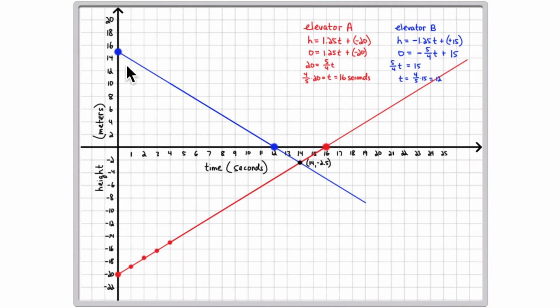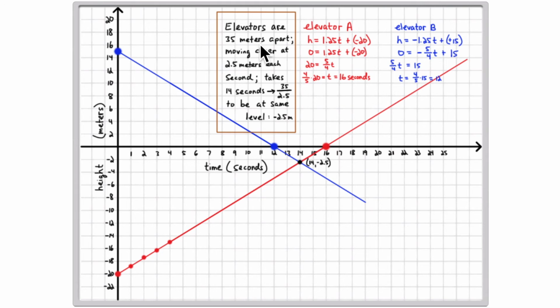So if you have 35 meters as the gap, how long does it take to close that gap at a rate of 2½ meters every second? Well, you divide by 2½. Elevators are 35 meters apart, moving closer at 2½ meters each second. So it takes 14 seconds. That is 35 divided by 2½. So it's going to take 14 seconds for these 2 elevators to meet.